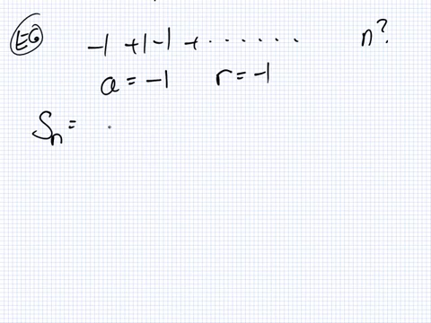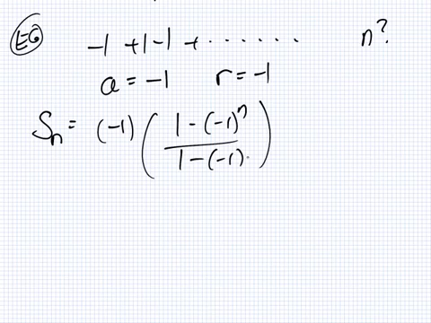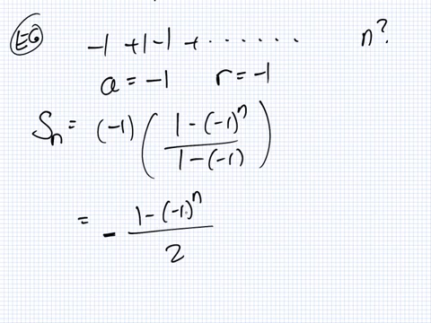Sn equals a(1 minus R^n) over 1 minus R. So 1 minus minus 1? 2. And there's a minus here from that. And on the top you have 1 minus (minus 1)^n. You can multiply that minus in if you like, and you'll end up with (minus 1)^n minus 1 over 2 as the formula.